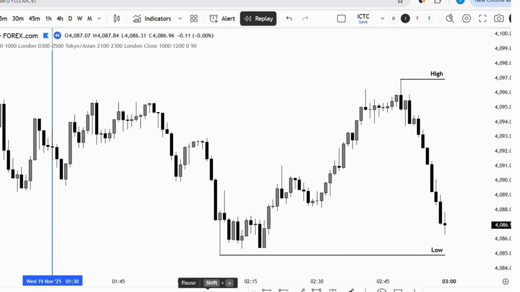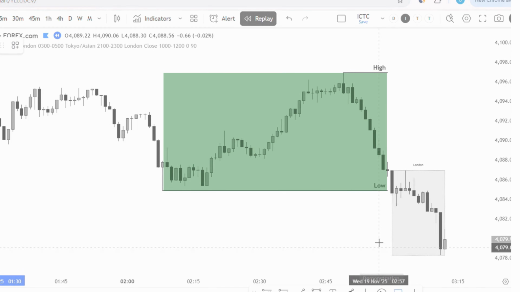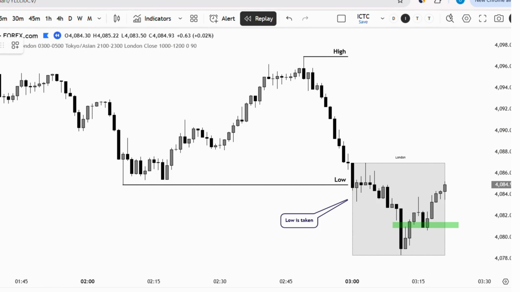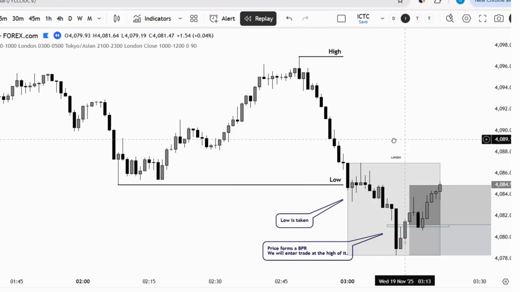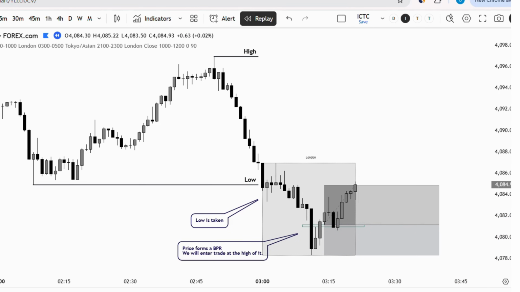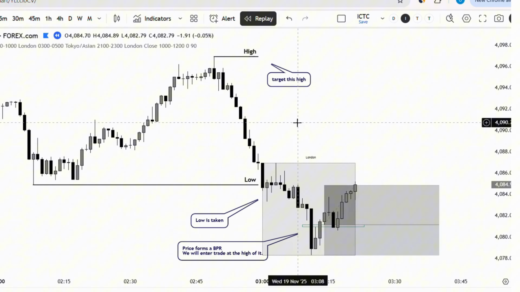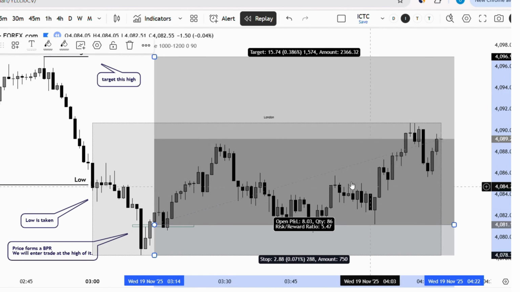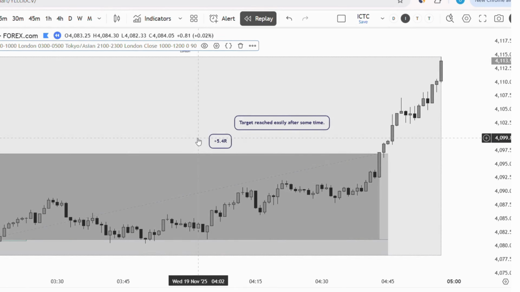Here we've marked the high and low of the last 90 minutes before the session. As the session starts, watch how the price touches the low. Boom! Instant BPR forms right at the level. Entry: buy at the high of the BPR. Stop loss: below the most recent low. Target: the opposite side of the 90-minute range, the high we marked earlier. Result: this trade hit perfectly, a clean 5R win. Notice how the setup aligns with the session and range.